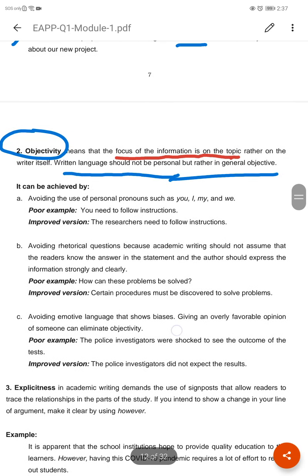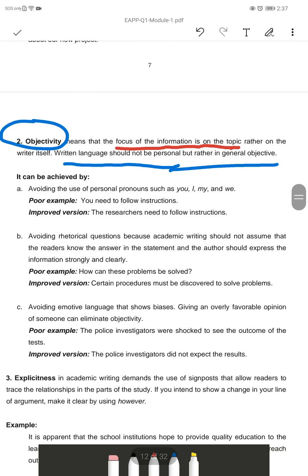Okay, let's dig in further. We can achieve objectivity by, first, avoiding the use of personal pronouns such as you, I, my, and we. As we have said a while ago, in writing an academic text, we should follow the third person point of view. And all these pronouns fall under the first person point of view. Therefore, we cannot use them.